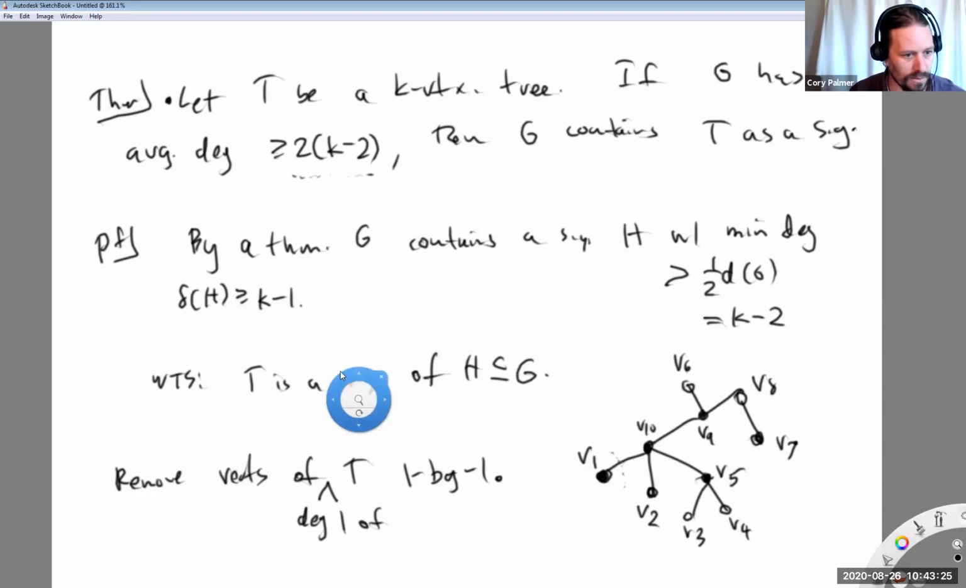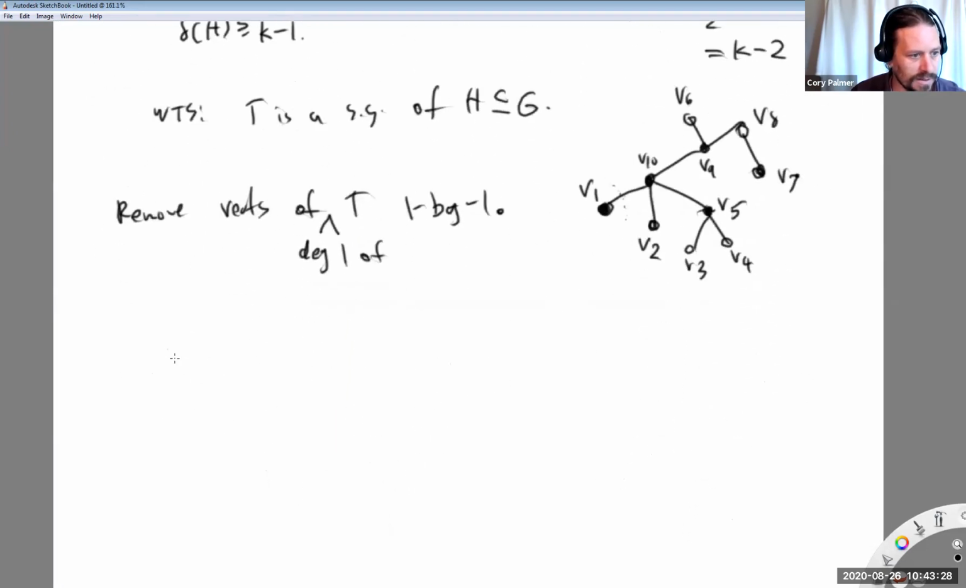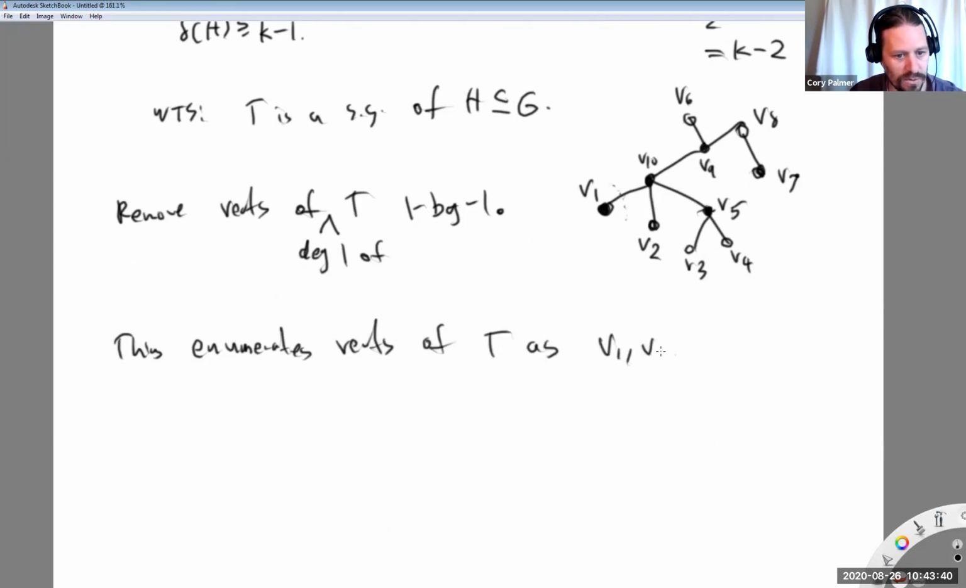Okay, so this enumerates the vertices of T as V1, V2, up to VK. VK, I call that V10. It was a 10 vertex tree. Okay, so now all the vertices have a name. And let's make the following observation.